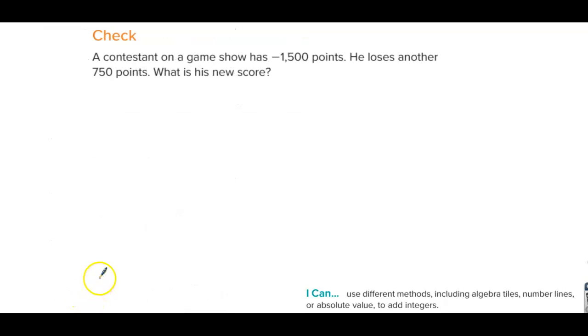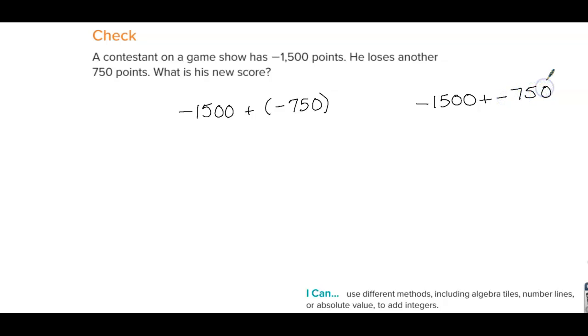A contestant on a game show has negative 1,500 points. He loses another 750 points. What is his new score? Now you'll notice I put this in parentheses. The parentheses don't do anything, all right? They're just a visual separation. If I didn't have them, the problem would look like this, and you would be wondering, does she mean plus or minus? So we use parentheses to visually separate the negative number from the addition sign. Well, because these both have the same sign, you just add them together, which gives you 2250. And because they were both negative, it's a negative 2250.